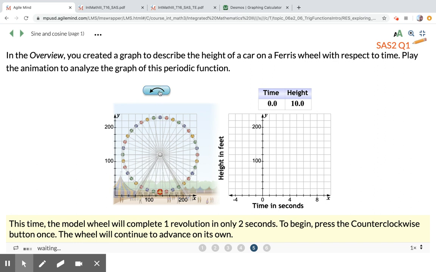Let's talk about the Ferris wheel. Let's say instead of taking 4 seconds to do one full revolution, what if it only takes 2 seconds?